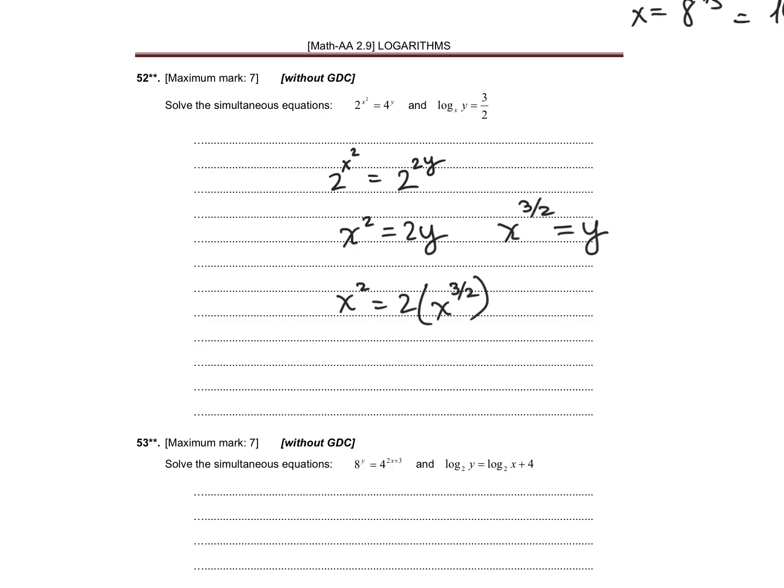So if I divide by x to the 3 halves, that's going to be x squared over x to the 3 halves, and that's subtraction because we're dividing. So if I square both sides, that gives me x is 4. And then if I do y is 4 to the 3 over 2, that's going to be 8, because you've got the square root of 4 cubed.